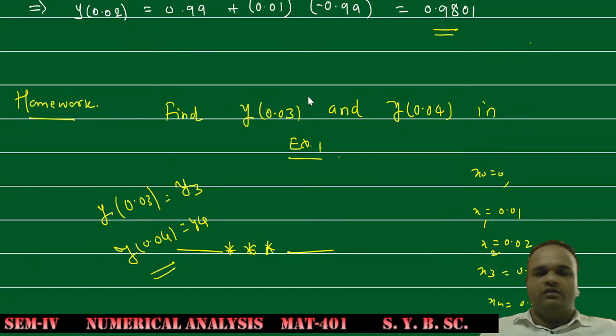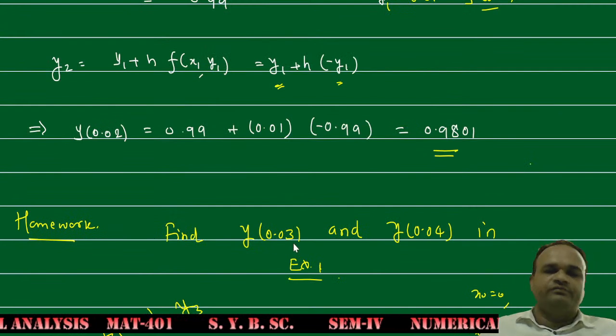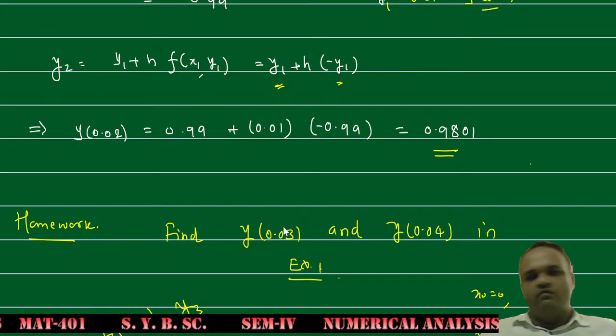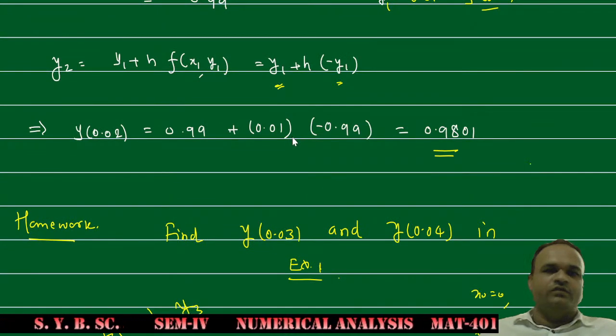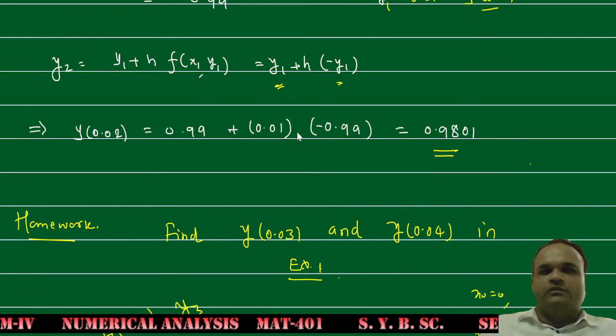So the same initial value problem is there, but you just have to find two more values, and it is a homework. So this is Euler's method. I will stop here.